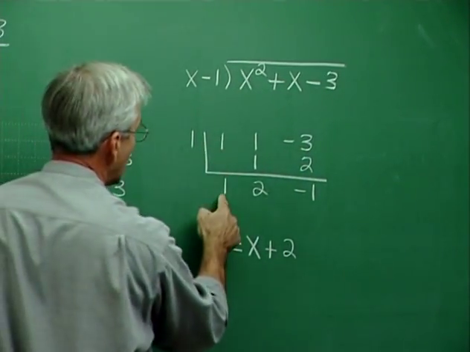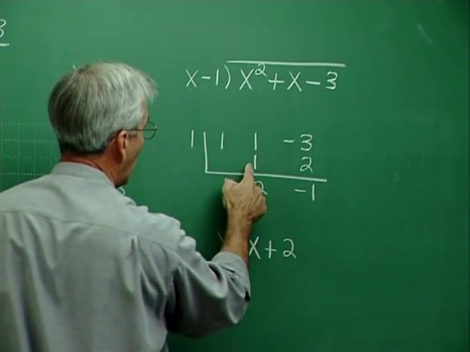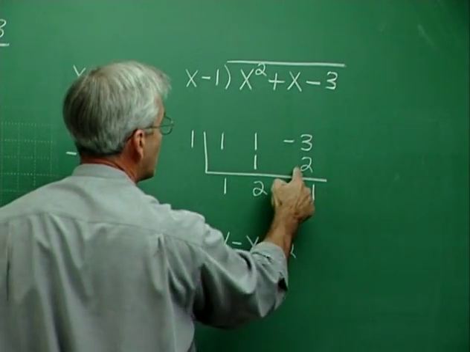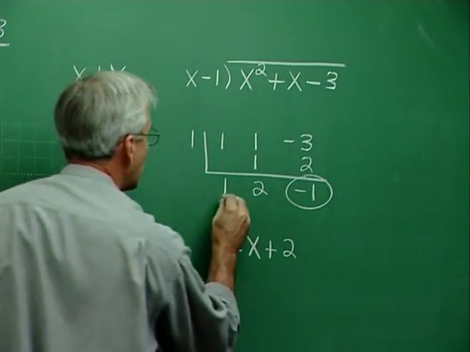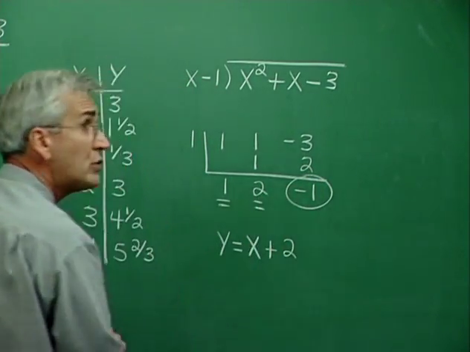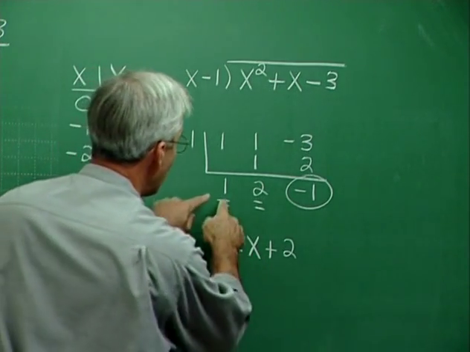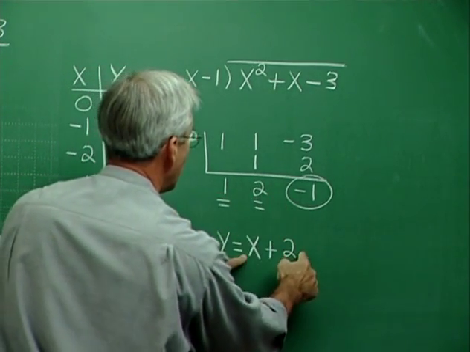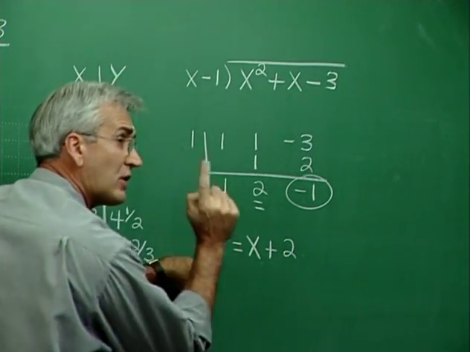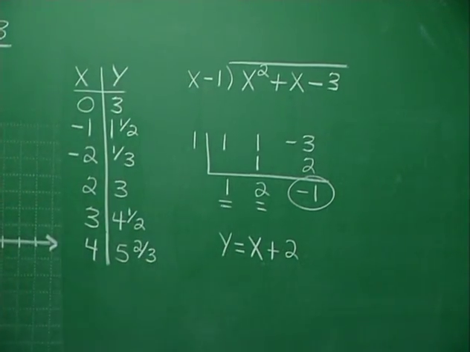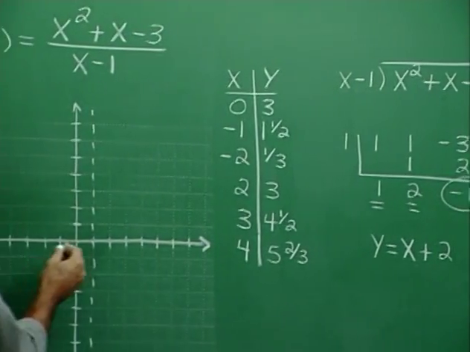And remember the process, bring down the 1, 1 times 1, 1, together 2. 1 times 2, 2, together negative 1. That's the remainder. And what I want is the polynomial described by those two items. And that polynomial is simply 1x plus 2. So the line y equals x plus 2 is a slant asymptote. So we can come back over here and draw that line if we want to.